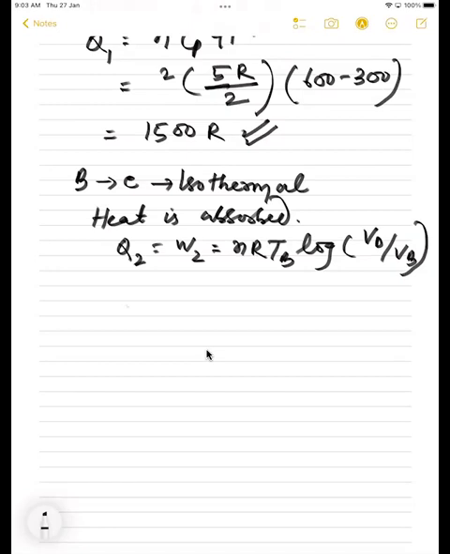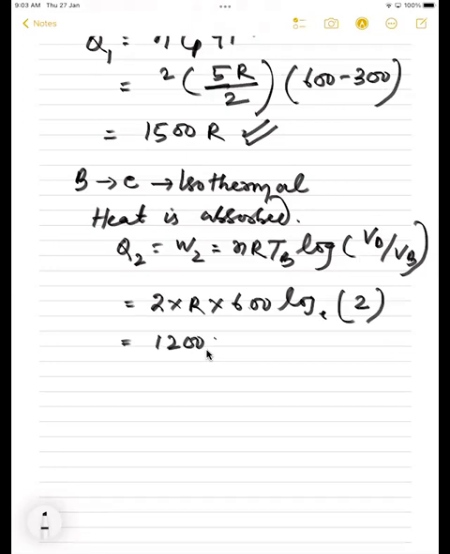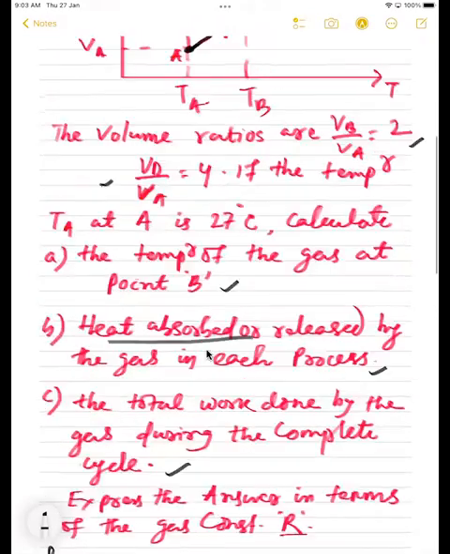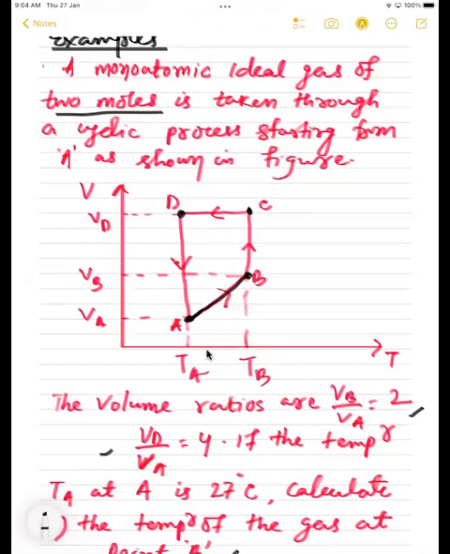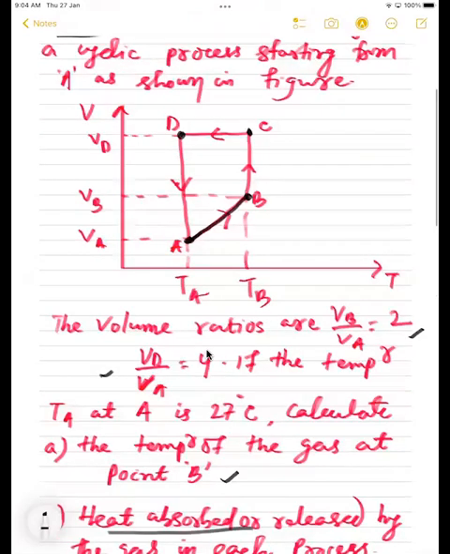So we can put here n is 2 moles, R keep it like that, temperature at point B is 600, which we found out, log base e of Vd by Vb is 2. So that is equal to 1200 R into log 2, which is 0.693. If I multiply, it will be 831.6 R. Then from process C to D, volume is constant, and that is known as an isochoric process.